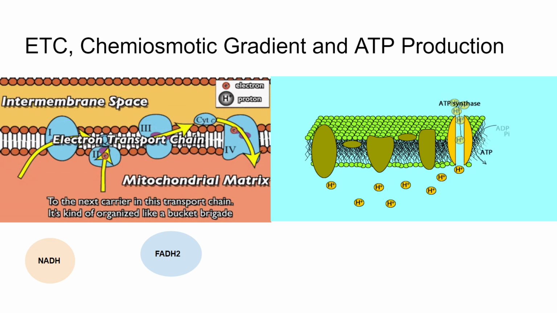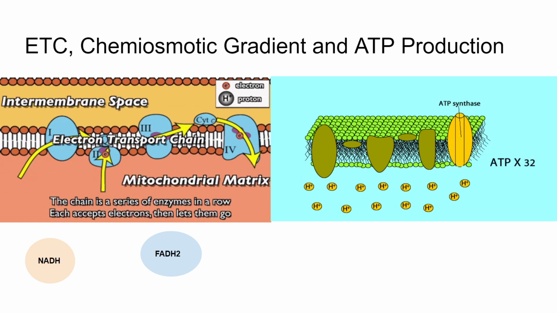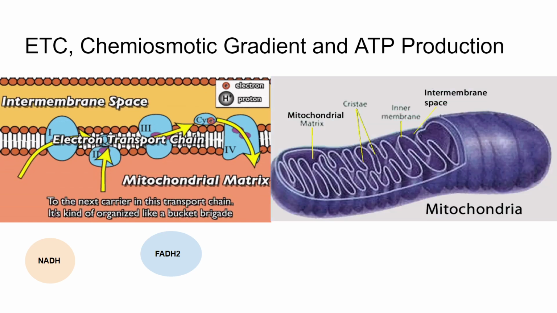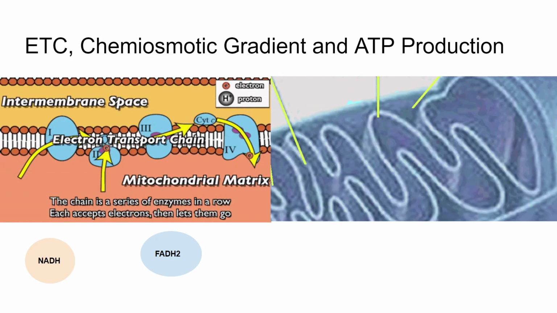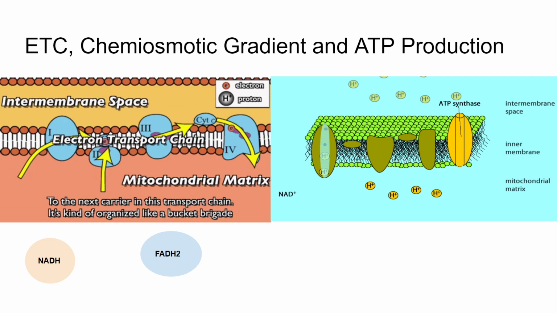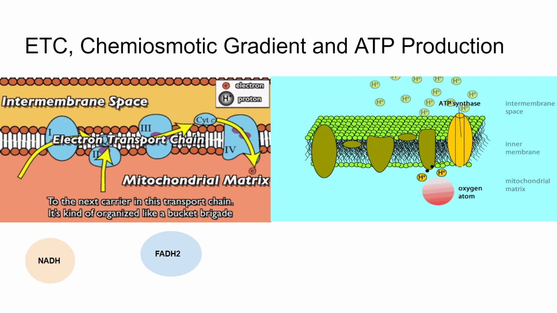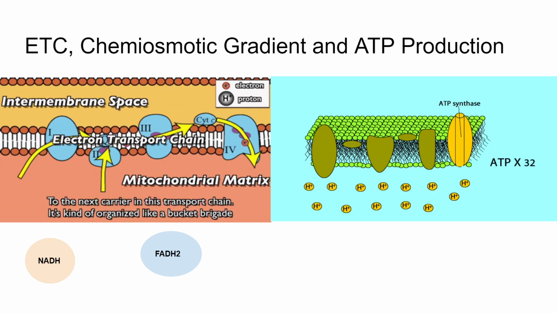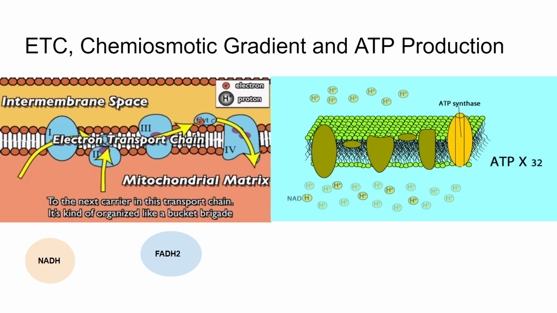In complex 4, the electrons are finally delivered to oxygen atoms to form water. 4 electrons are required to reduce each molecule of O2, and 2 water molecules are formed in the process, per glucose. As H+ ions flow down their gradient from the intermembrane space into the mitochondrial matrix, they pass through ATP synthase, which harnesses the flow to synthesize ATP.